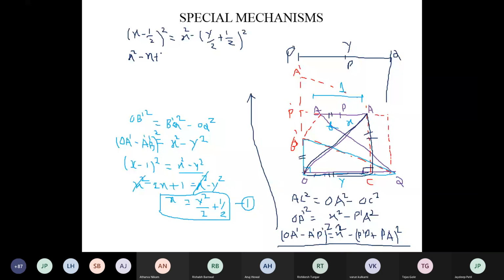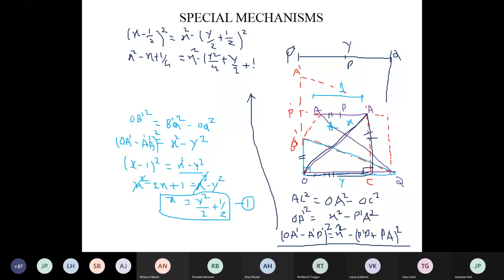Is it right? It is equal to x square minus, in bracket, what will you get here? y square upon 4, plus y by 2, plus 1/4. This is the bracket. Don't forget this bracket.